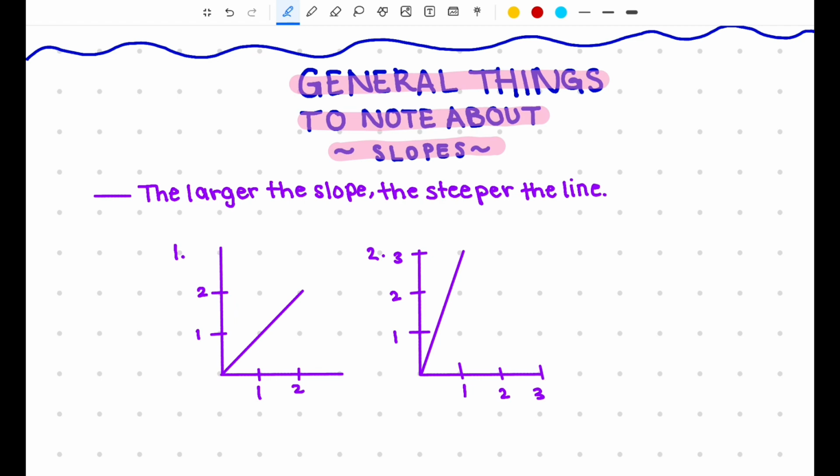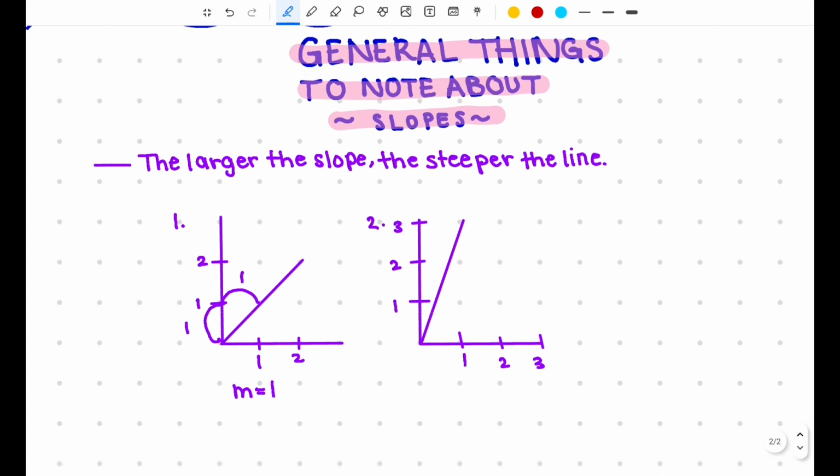All right, the first thing we have to do for number 1, our vertical change is 1, horizontal change is also 1, m is 1 over 1, or just 1. All right, let's test out number 2. Vertical change, 1, 2, 3, horizontal change, 1. M equals 3 over 1, or 3. And 3 is greater than 1. And yes, this is steeper. So the larger the slope gets, the steeper the line gets.